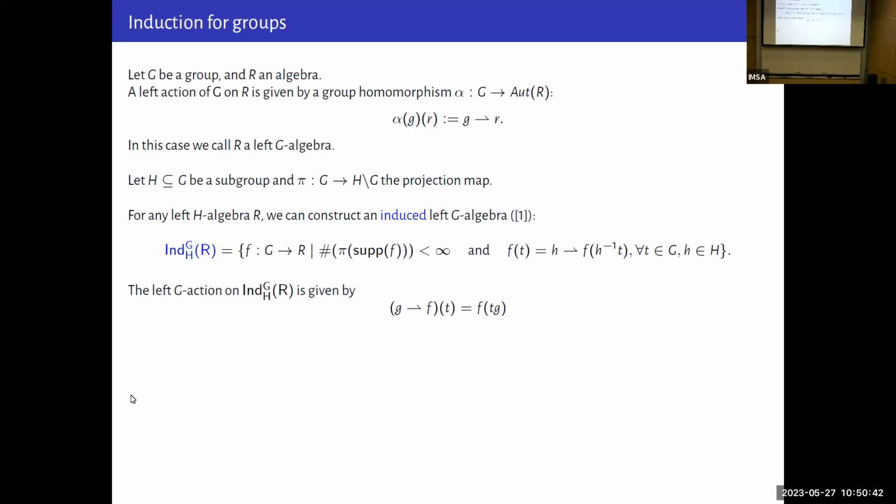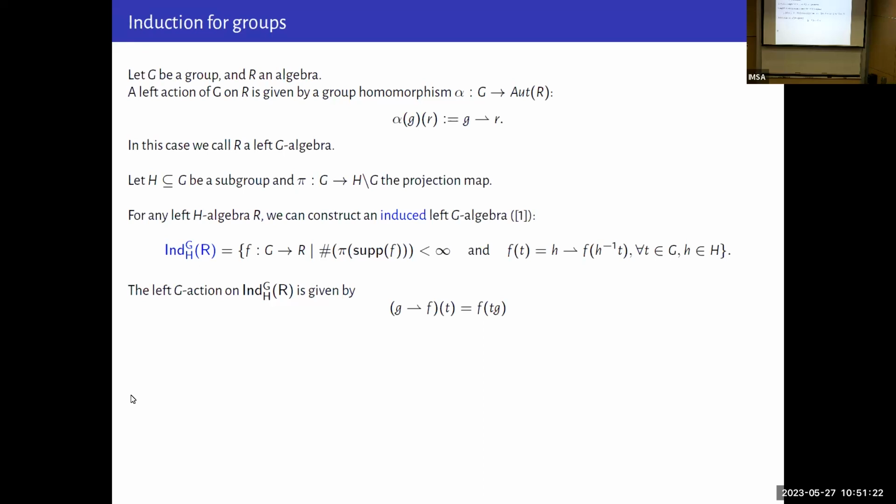So G is the group, R is an algebra. A left action of the group G on the algebra R is given by a group homomorphism, and this will be the notation for left action, G acting on the left of R. And in this case, we call R a left G algebra. So now we have H as a subgroup of G, and the projection map to the right cosets. So for any left H algebra R, an algebra R with the left action of the subgroup H, we can construct an induced left G algebra.